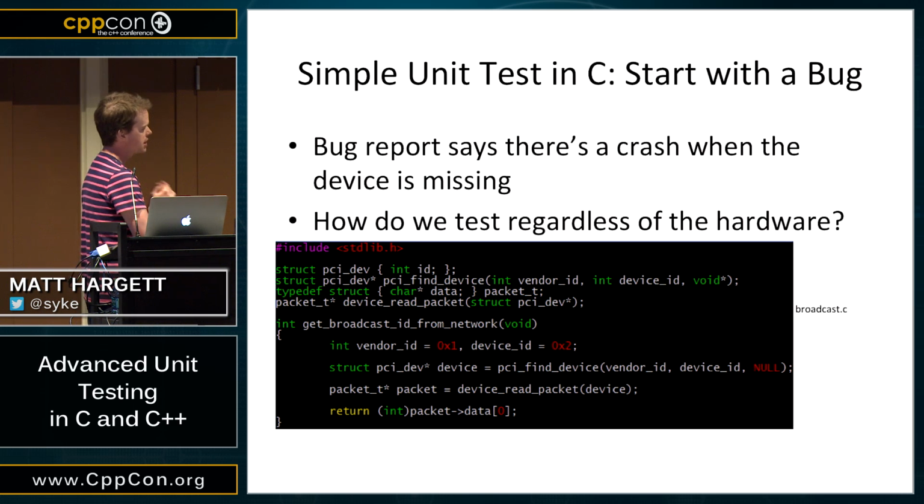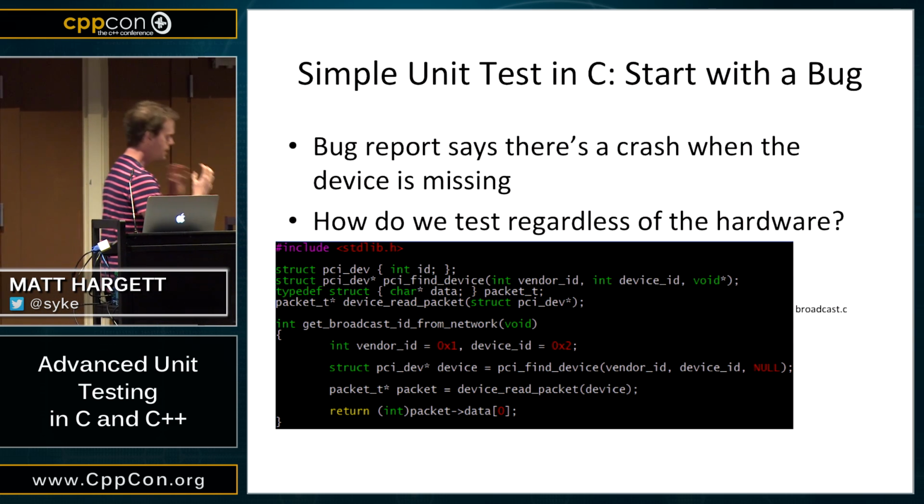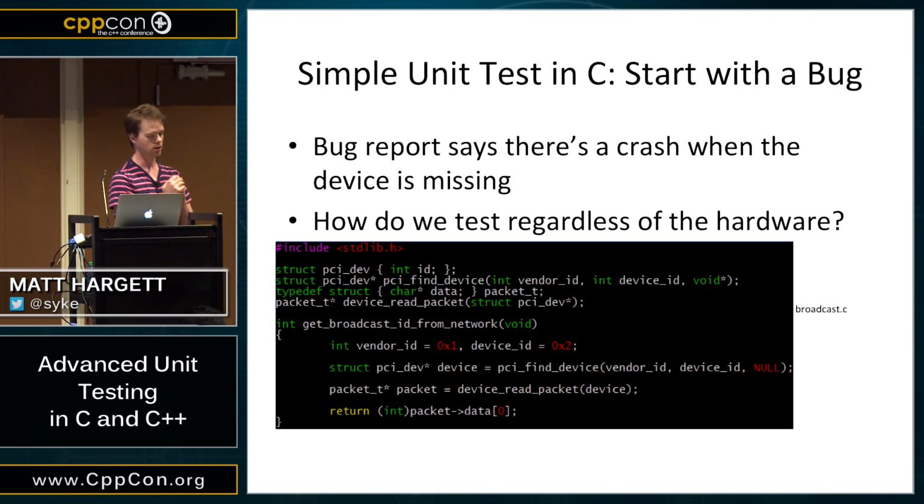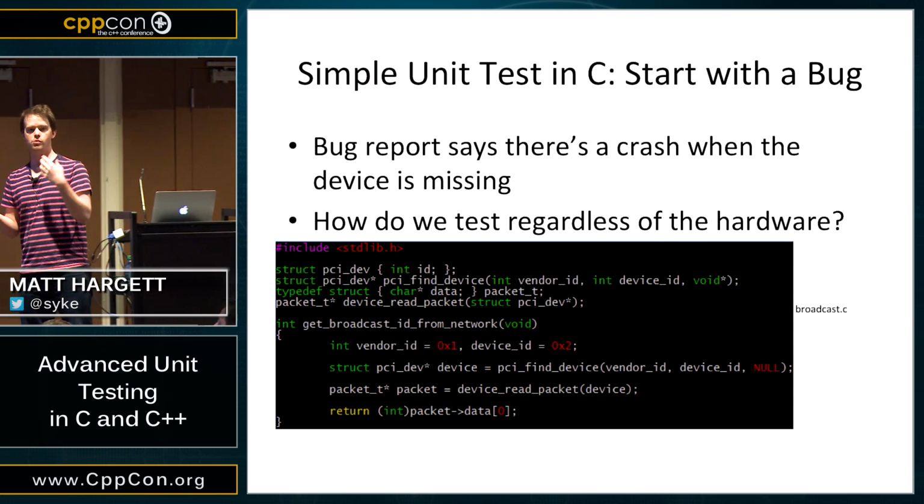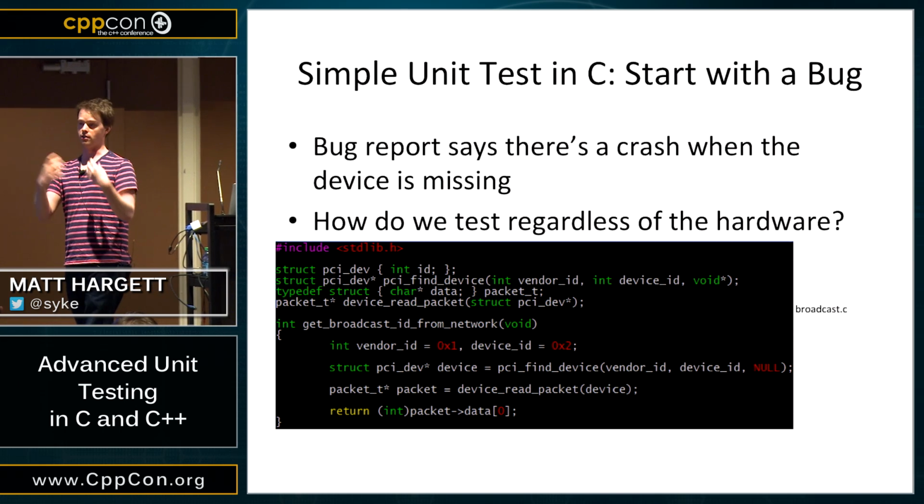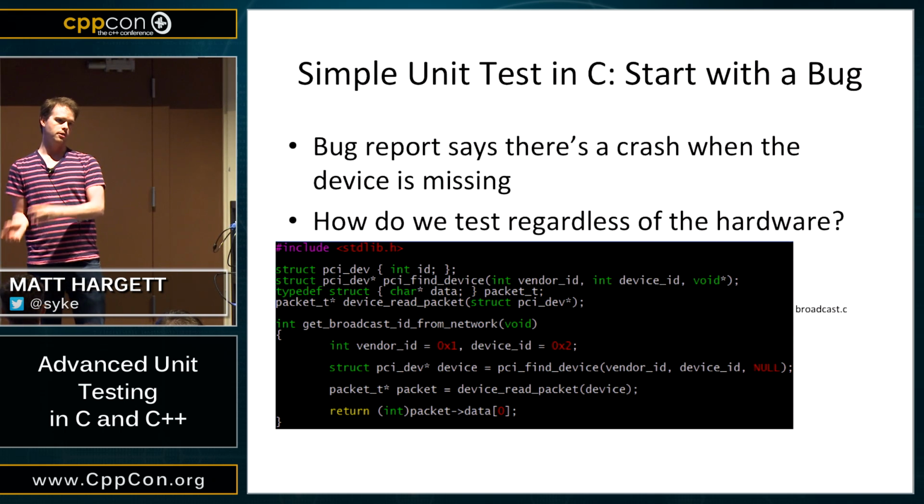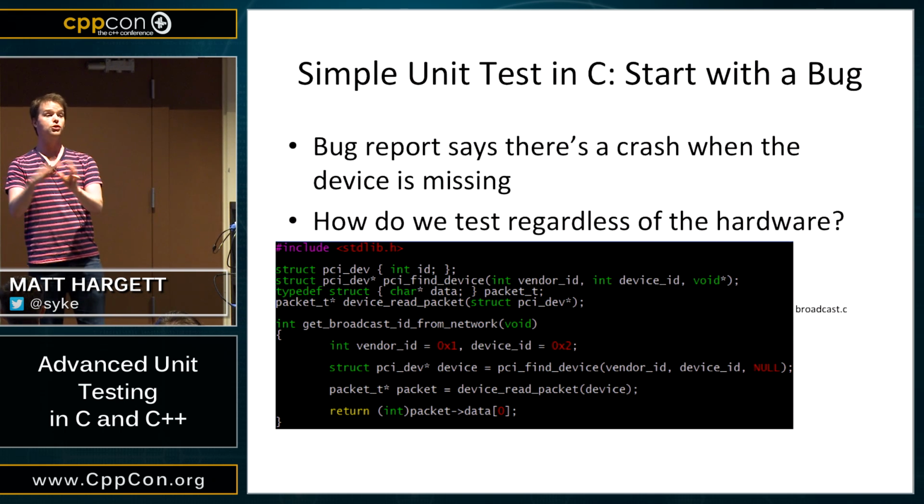So here's a condensed example from a real product that I worked on. The bug report says that there's a crash when some device is missing. How do we test regardless of the hardware, right? Because for unit testing, we want to test the code that we're writing in our development environment, right? Not on the board, not on the appliance or whatever. You can test there too, and you should test there too.